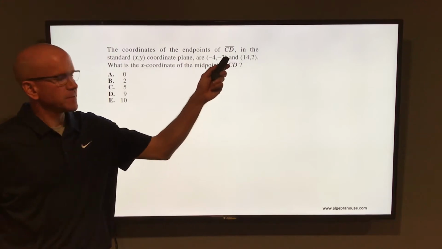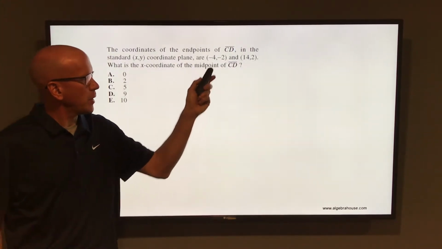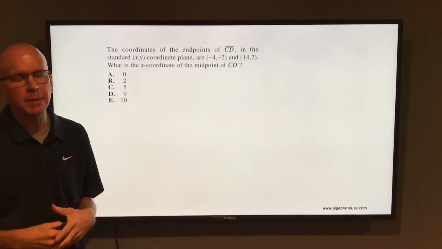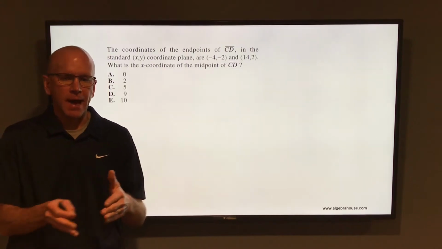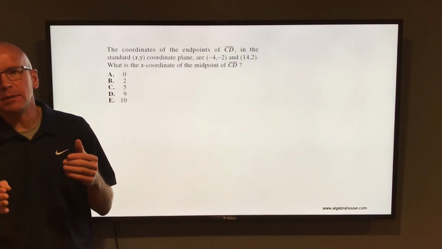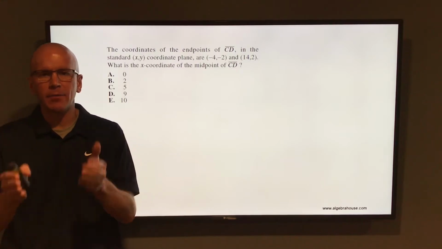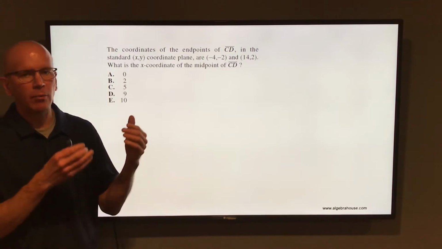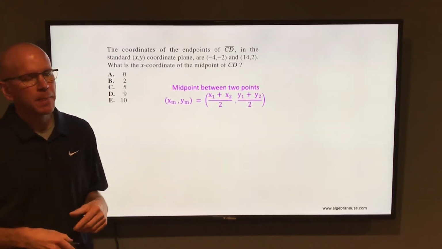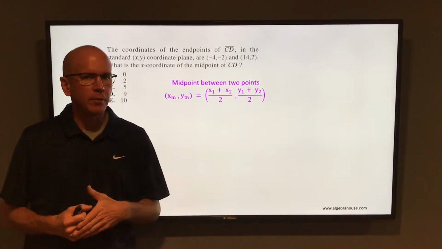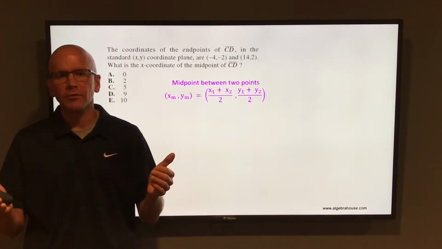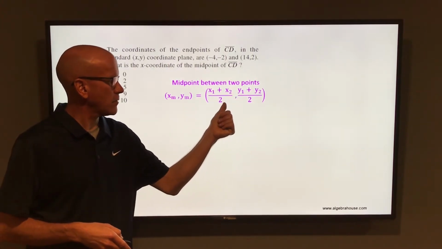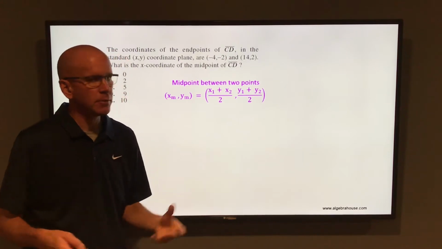The coordinates of the endpoints of CD in the standard xy coordinate plane are -4, -2, and 14, 2. What is the x-coordinate of the midpoint of CD? Midpoint means halfway between. If you're finding the midpoint between two x-coordinates, you would add the x-coordinates together and divide by 2. If you're finding the midpoint of two y-coordinates, you would add the y-coordinates together and divide by 2. That is the midpoint formula.